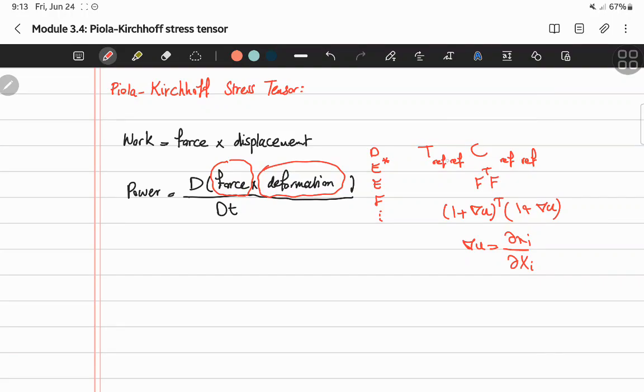So if here you have something which is in reference configuration and the other one is in deform configuration, then you have to pick the corresponding deformation tensor, where the first one is in reference and the other one is in deform configuration.